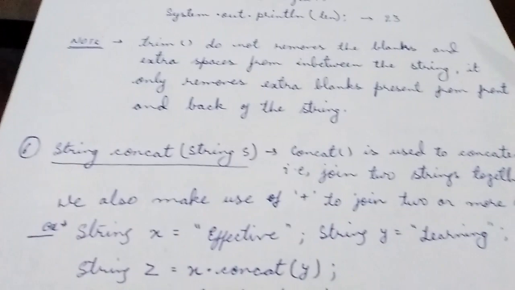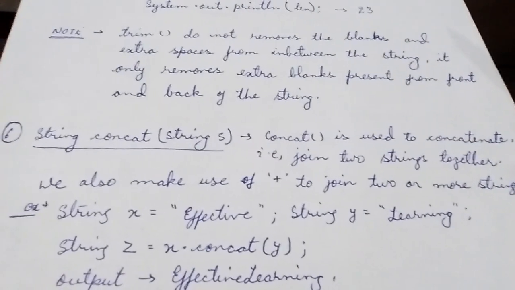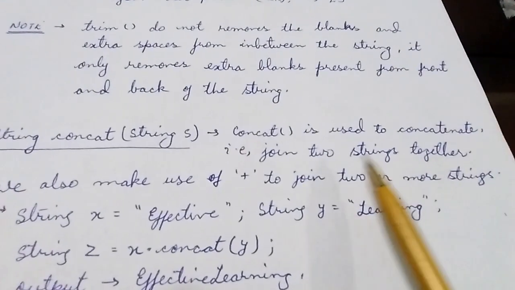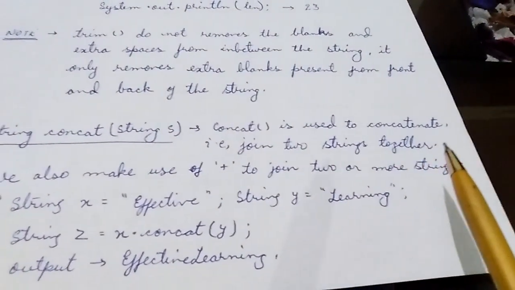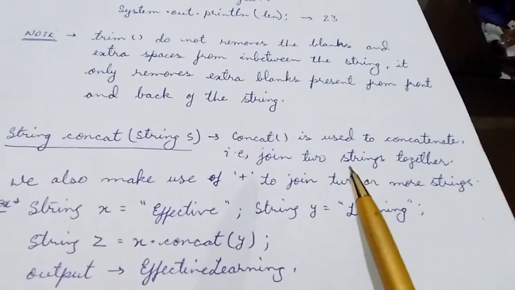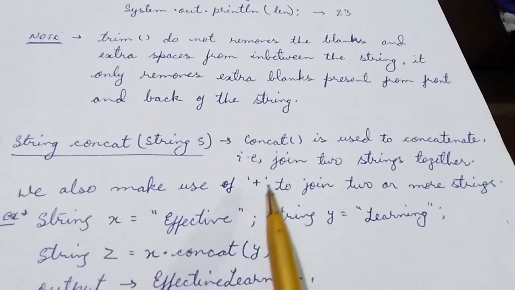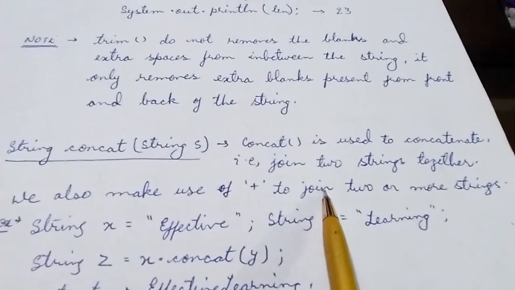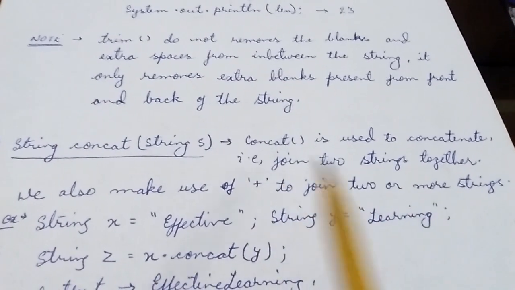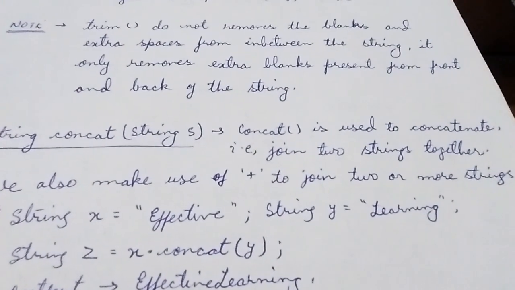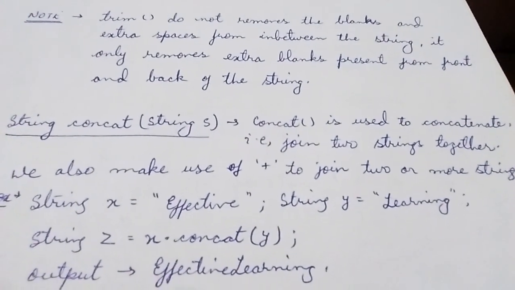The next function that we will see is string concat, string s. Now the concat function is used to concatenate, that is, to join two or more strings together. We also make use of plus to join two or more strings. Here this plus is no more an arithmetical operator, but it works as a string concatenator.